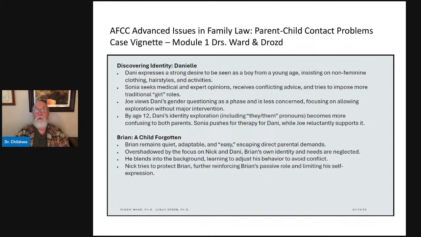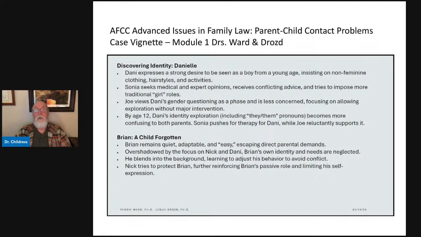So Danny expresses a strong desire to be seen as a boy from a young age, insisting on non-feminine clothing, hairstyles, and activities. Yeah, I think that's a red herring, actually. I think she just wants to find a way to bond to dad, and is highlighting that she's not bonded to mother. Sonia seeks medical and expert opinions, receiving conflicting advice, and tries to impose more traditional girl roles. Yeah, she's seeking medical advice.